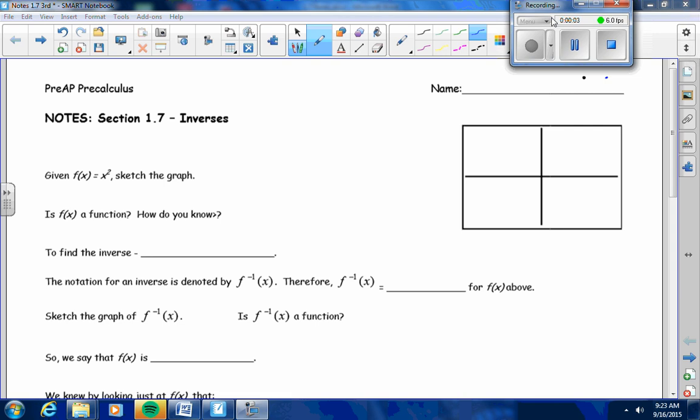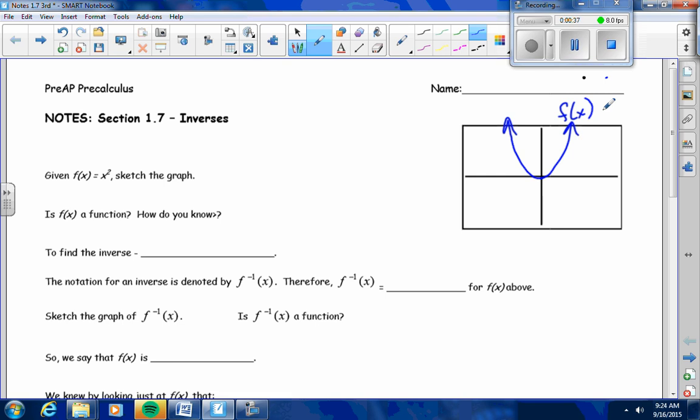Section 1.7 is finding the inverses of functions. So first I want you to start out by sketching the graph of f of x equals x squared. Not a V. Okay, the parabola. All right, there's our rough sketch of y equals x squared. That's f of x.